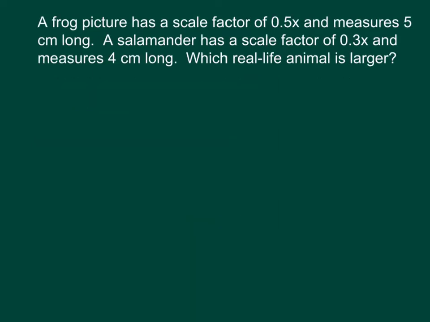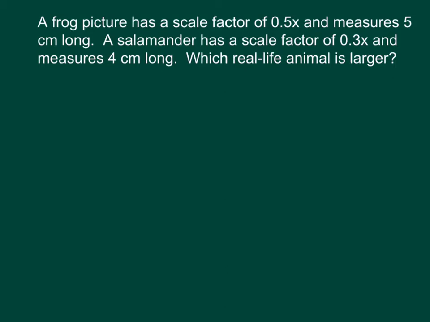Now we're going to solve a practice problem in which you need to use scale factor to solve 2 different problems in order to do the comparison. If you try to just look at the numbers that are there and do no math, you won't get the right answer. Okay, so we have a frog picture that has a scale factor of 0.5x. 0.5x is the way scale factor is written, but it basically just means it's being multiplied by 0.5. It measures 5 centimeters long. So that's our first part of our problem. Then we have a salamander that has a scale factor of 0.3x, not the same thing as a third, since it only has 1 3, it's just 0.3, and it measures 4 centimeters long.